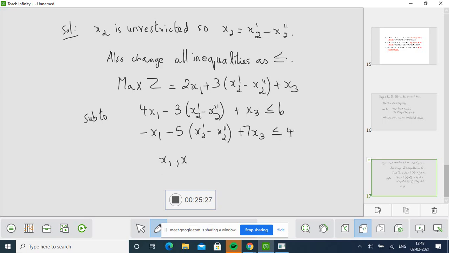x1, x2 prime, x2 double prime, x3 are all greater than or equal to 0. Since this is true, this is our required canonical form. People are able to follow? Once I finish, you tell me, then we can move to one problem in standard form and then we'll do sums for basic solution.